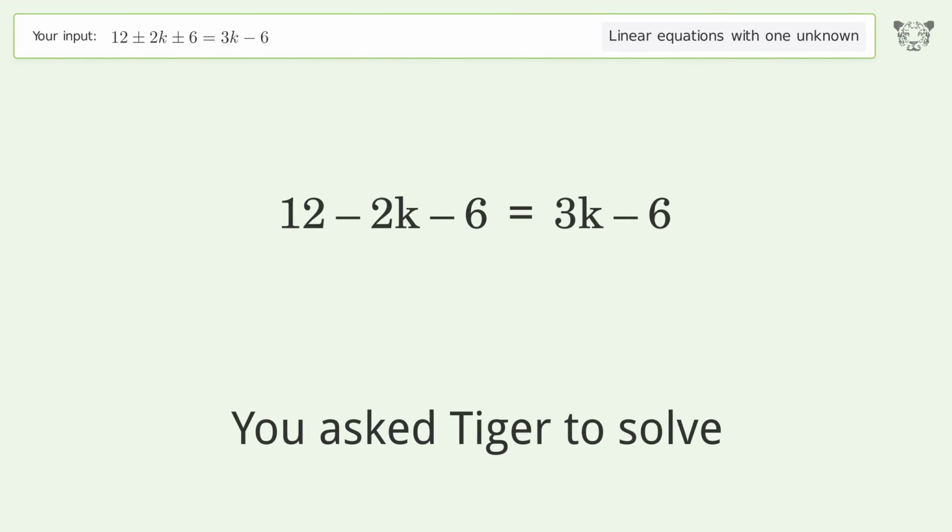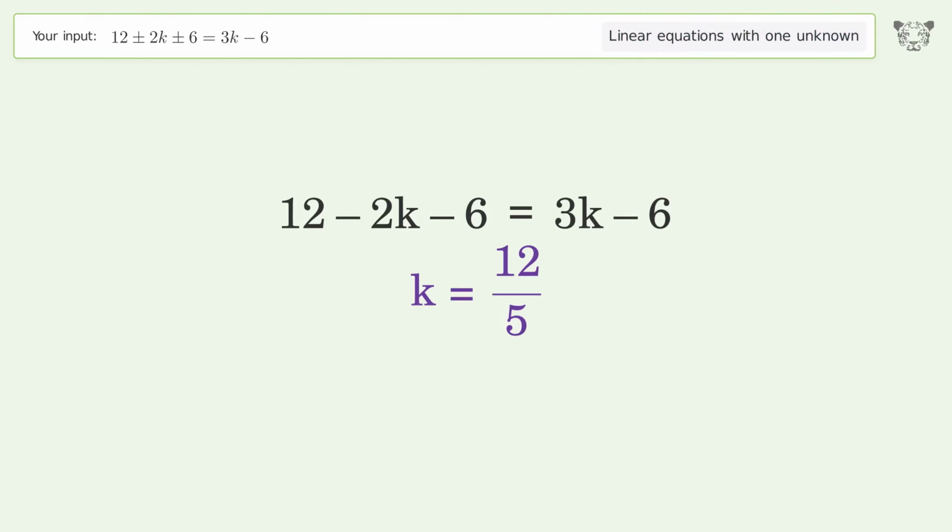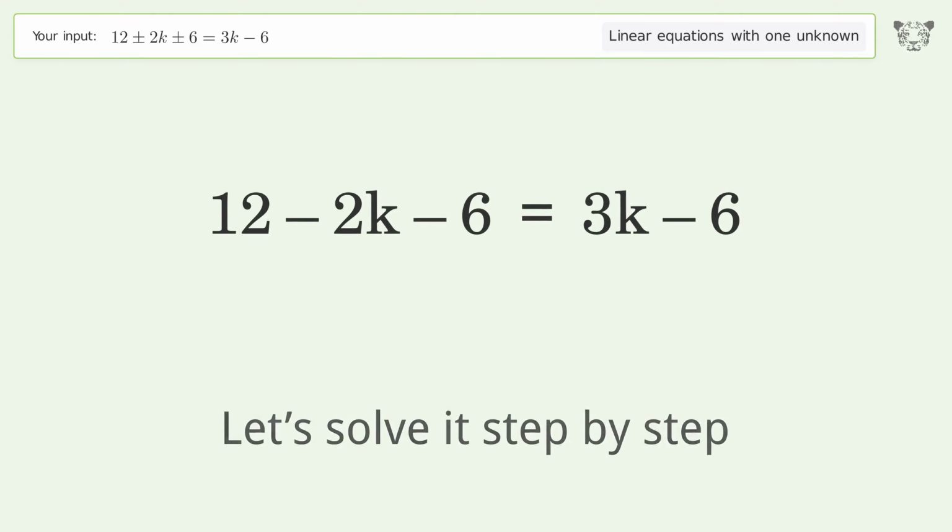You ask Tiger to solve. This deals with linear equations with one unknown. The final result is k equals 12 over 5. Let's solve it step by step.